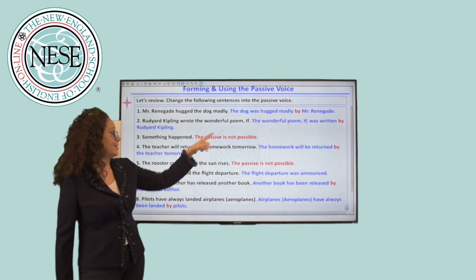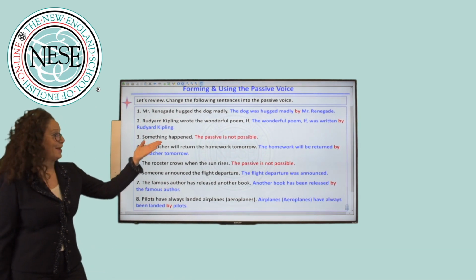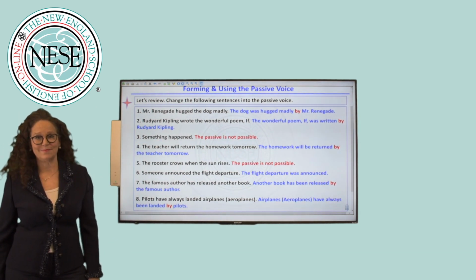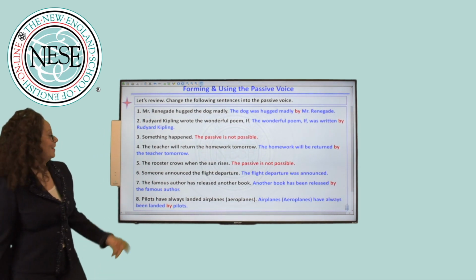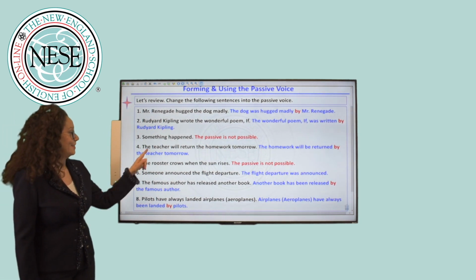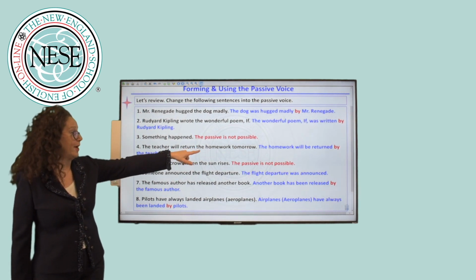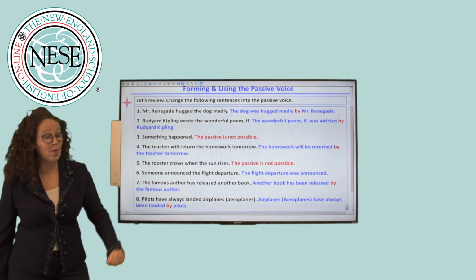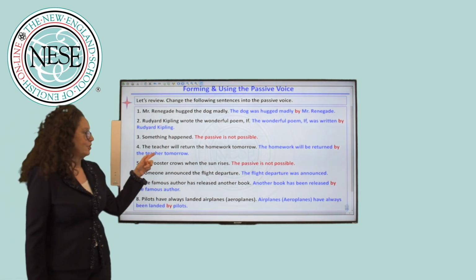This next one, there's no object, so there's no passive. Something happened. The passive is not possible. Let's look at the next one. The teacher will return the homework tomorrow. There's our object. The homework will be returned by the teacher tomorrow.